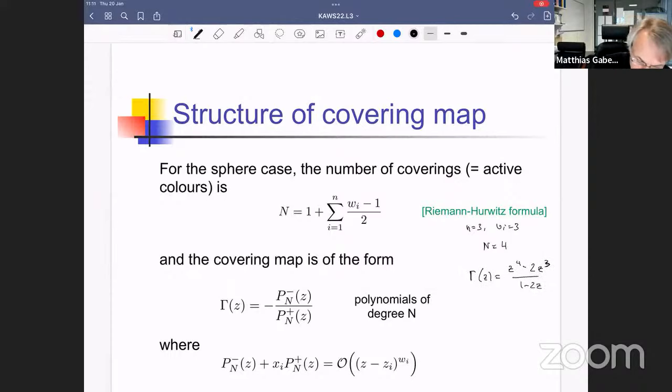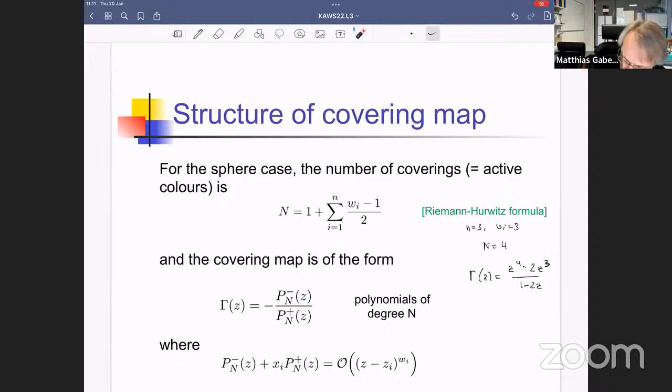So this is just the general formula. If I do this for n points with branching indices w_i, then that's the general number of pre-images. Now, if I think about this from the sphere to the sphere, then this covering map is going to be a ratio of polynomials. And because it has n pre-images, it's generically a ratio of polynomials of degree n divided by a polynomial of degree n.